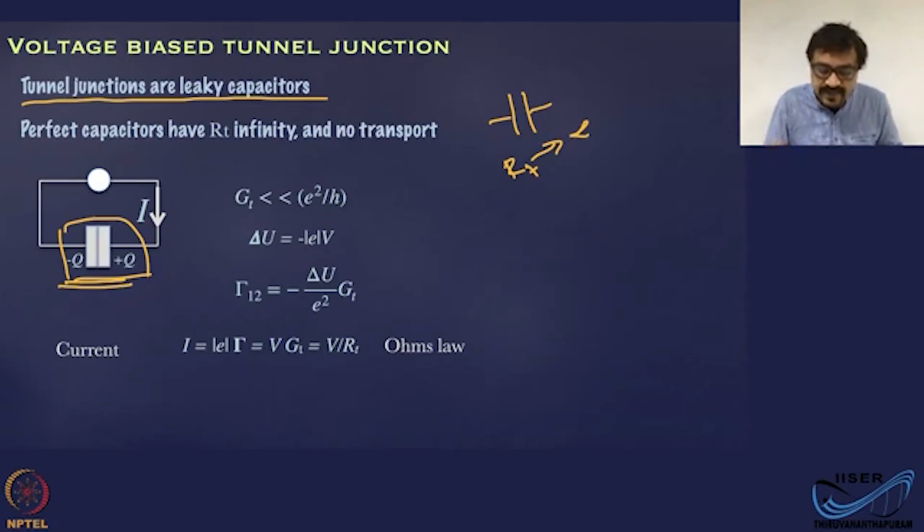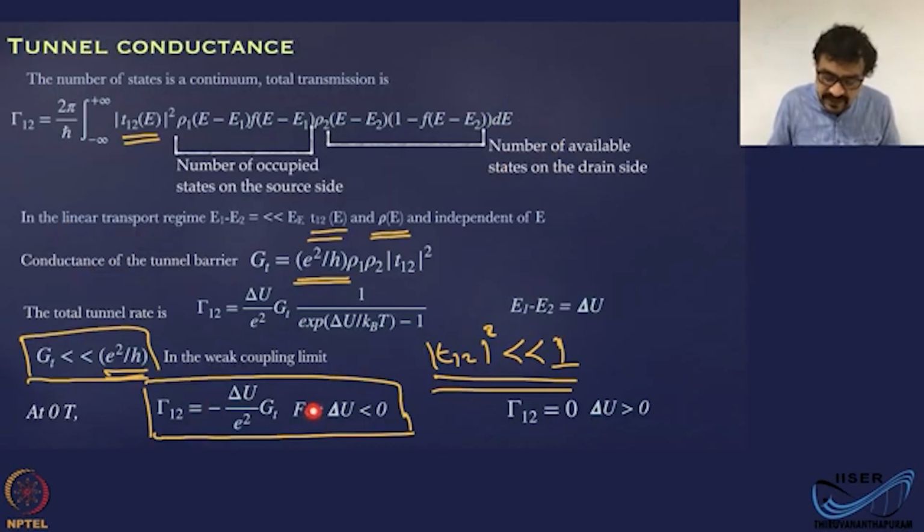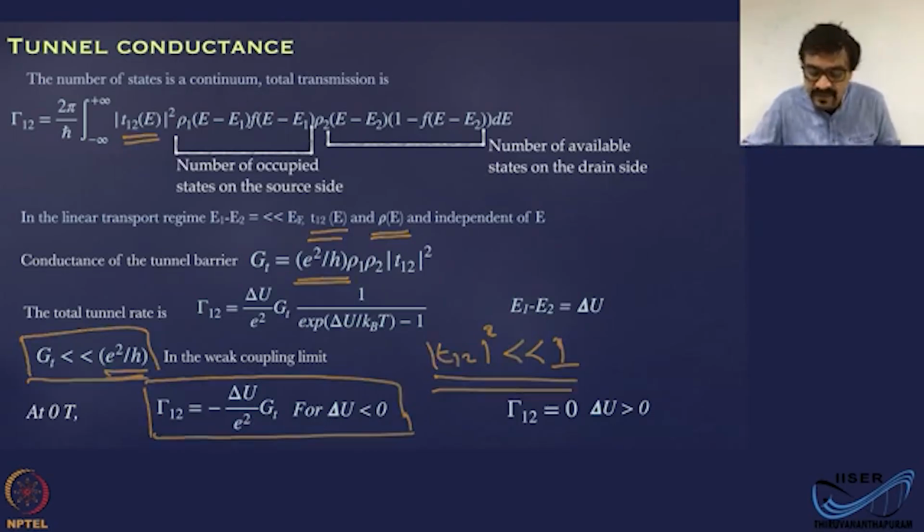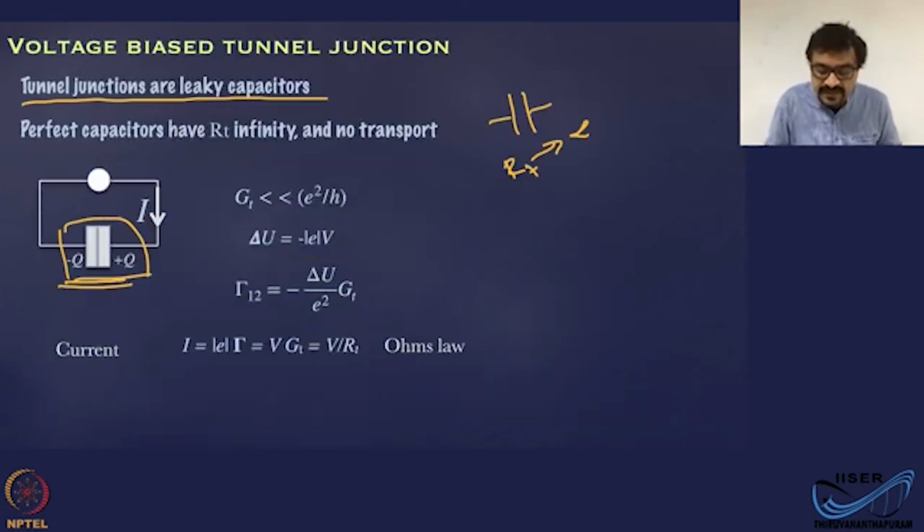So, in the event of GT is far less than e square by h, we have delta U minus eV. That's a negative quantity. And from the previous expression, we have gamma 1, the tunnel rate, is delta U by e square minus delta U by e square into GT. So that is what it is. Gamma 1 is minus delta U by e square into GT.